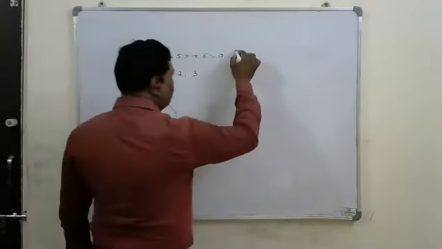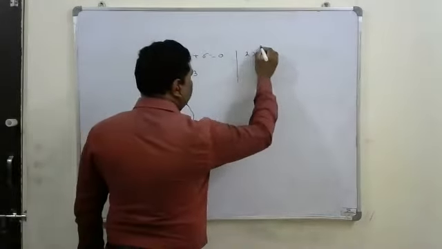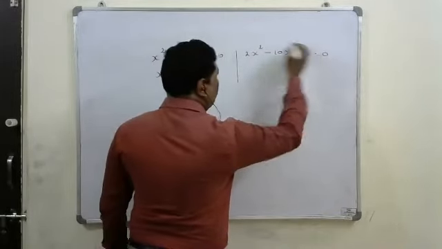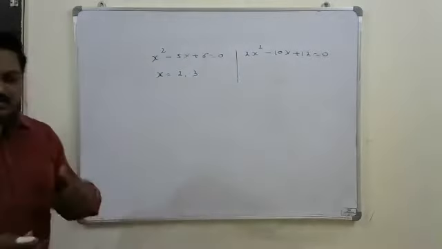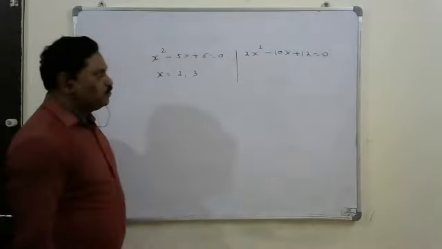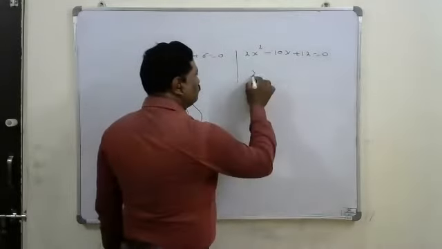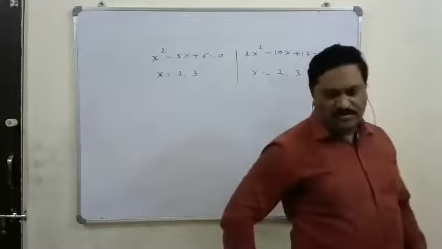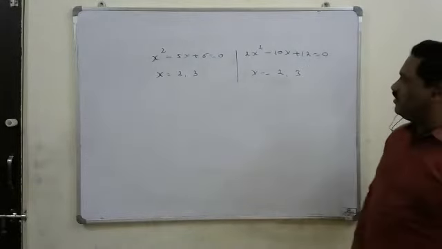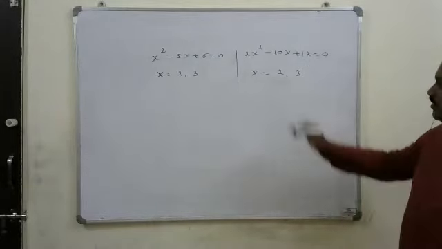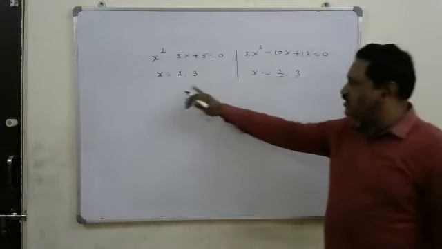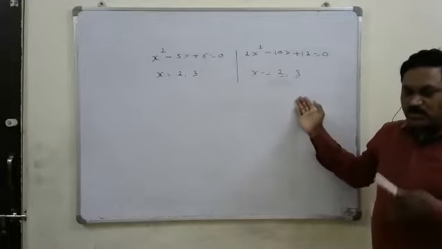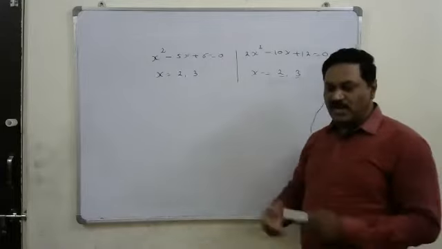And if I take this equation, say 2x squared minus 10x plus 12 is equal to 0, what are the roots of that equation? The roots are 2 and 3 only. So for this also the roots are 2 and 3, and for the first also the roots are 2 and 3. Means both have the same roots, means both the equations have both the roots in common.